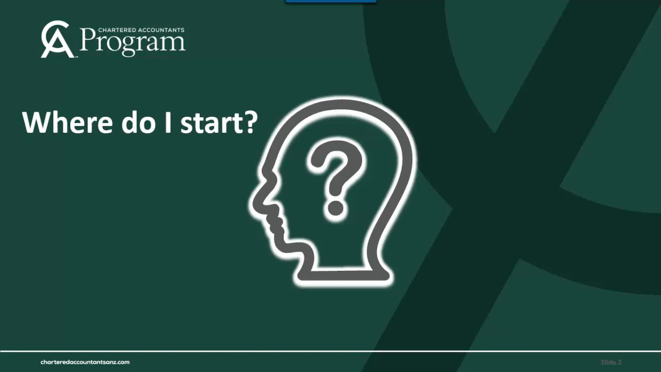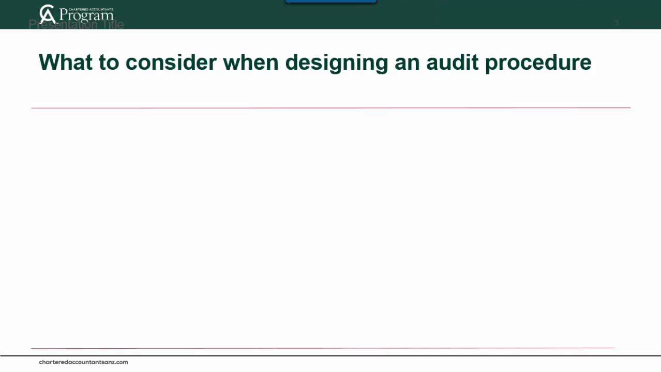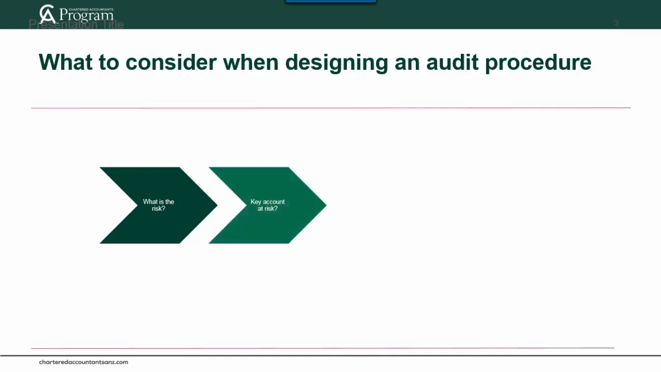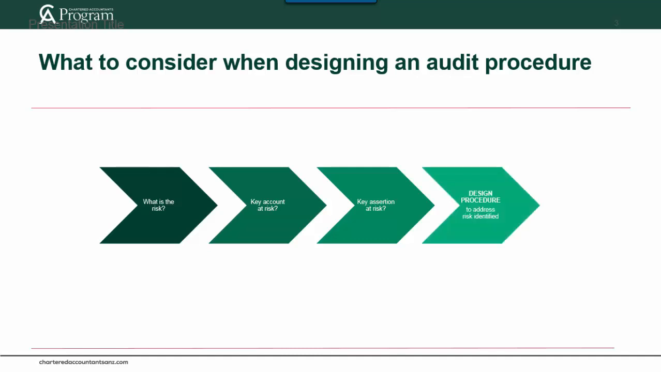Before launching into designing an audit procedure, the following 3 questions need to be addressed so that the most appropriate procedure may be designed. Firstly, what is the risk of material misstatement that you have identified? Secondly, what is the key account at risk? Is it an account in the profit and loss statement, an account in the statement of financial position, or a financial statements disclosure item? It's important to distinguish between these as it will impact the third question, which is, what is the key assertion at risk? Once these 3 questions have been answered, we can design an audit procedure to specifically address the risk identified.